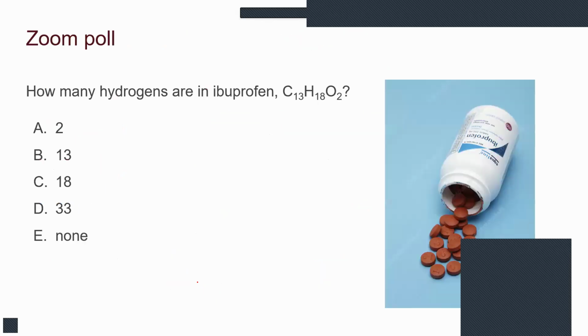Now, our last slide for this week: how many hydrogens are in ibuprofen? Ibuprofen has a formula of C13H18O2. Perfect. Now, add to the chat, how many hydrogens are in 3C13H18O2?